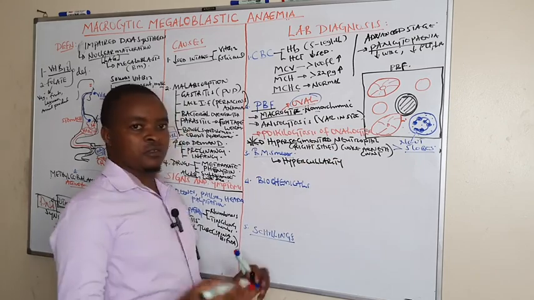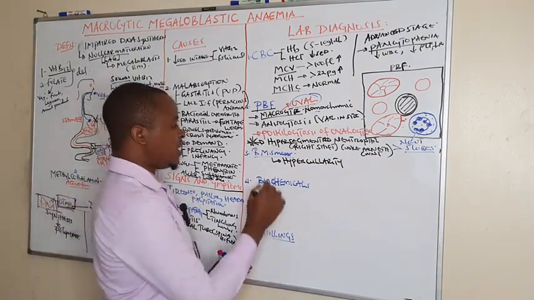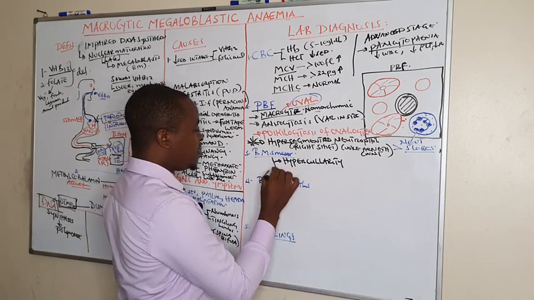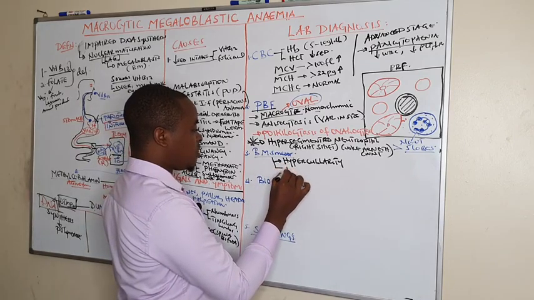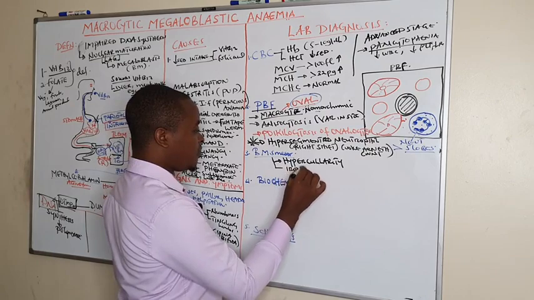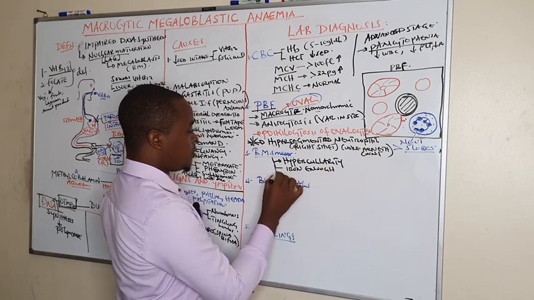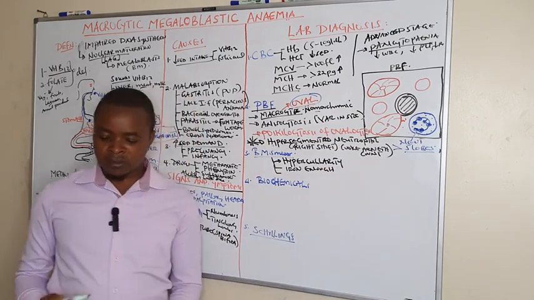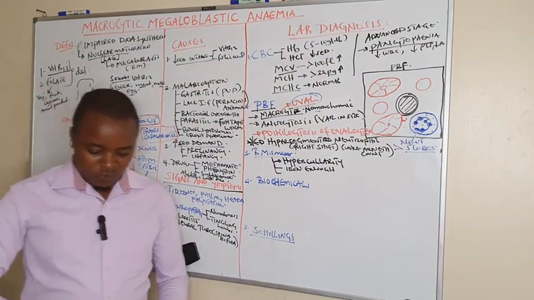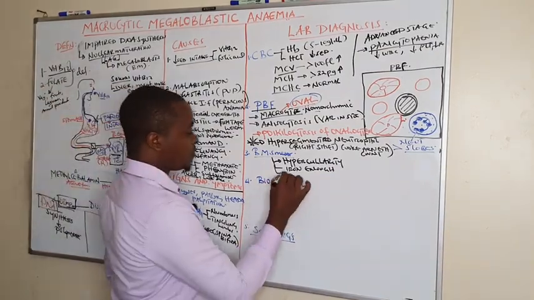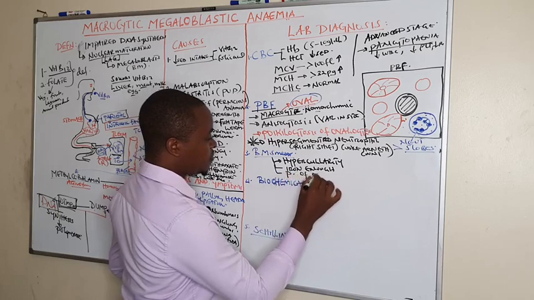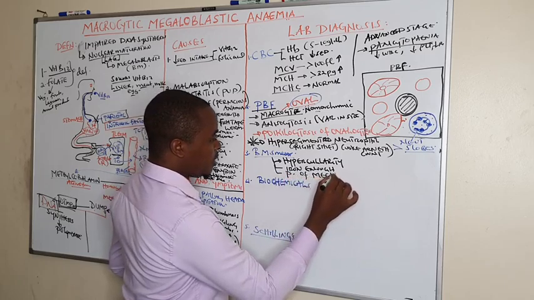Then when we do Prussian blue, it will be positive, meaning there are enough iron stores. Another thing which we can see under the bone marrow smear is the presence of megaloblasts.